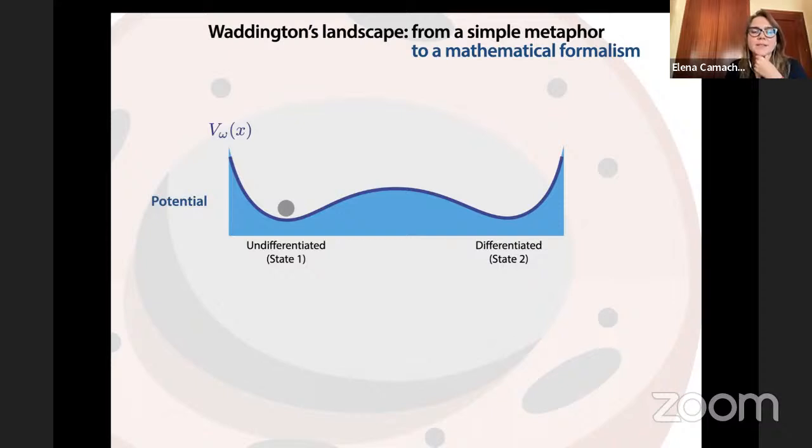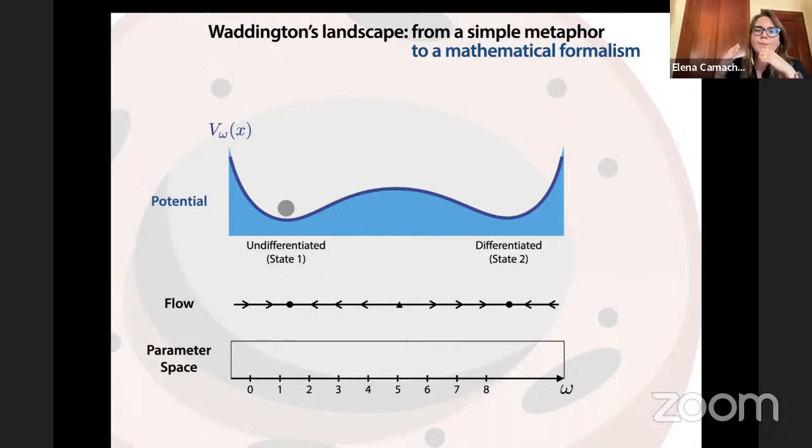So in this case, it's very simple. The cell will just stay undifferentiated, or state 1, or it might become differentiated, or state 2. The potential function defines a flow that controls where the trajectory of the cell is going to move towards. And so in this case, the cell will stay in the undifferentiated state because there is a mountain or a saddle in between the states, and the trajectory cannot leave that state.